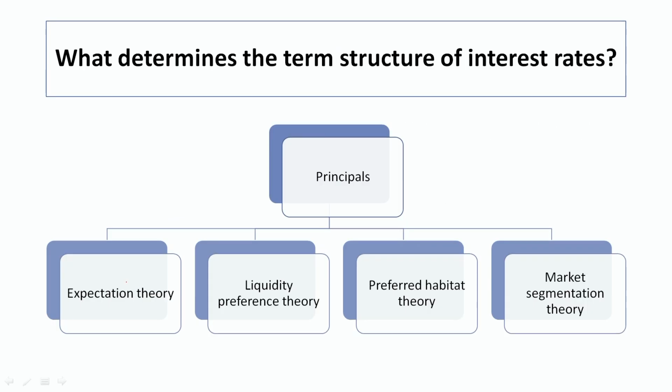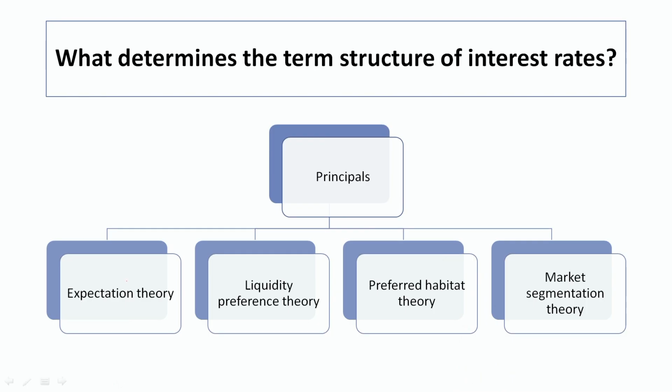Now, what determines the structure of the interest rate? There are certain theories based upon which the structure, or we can say the term structure of interest rates, has been decided. These theories are the expectation theory, liquidity preference theory, preferred habitat theory, and market segmentation theory.